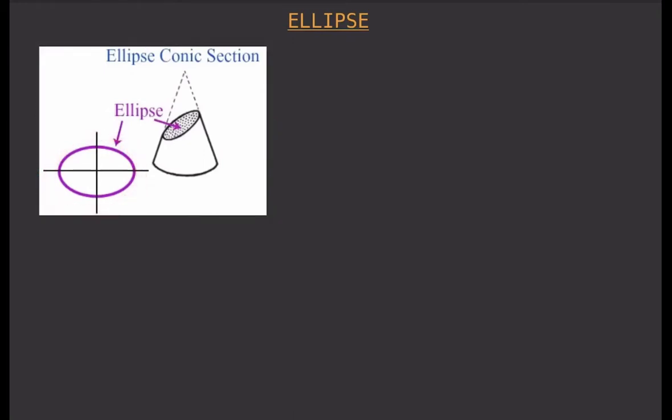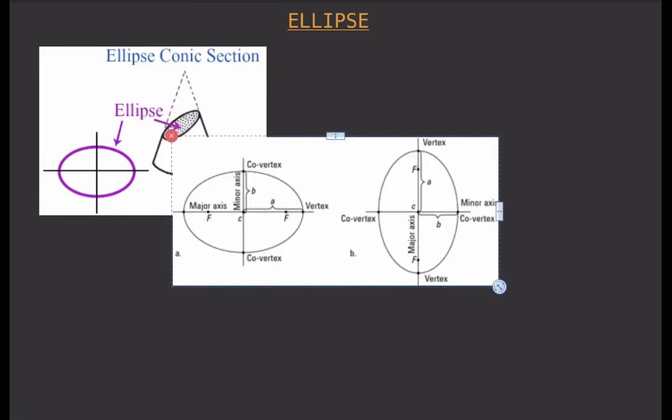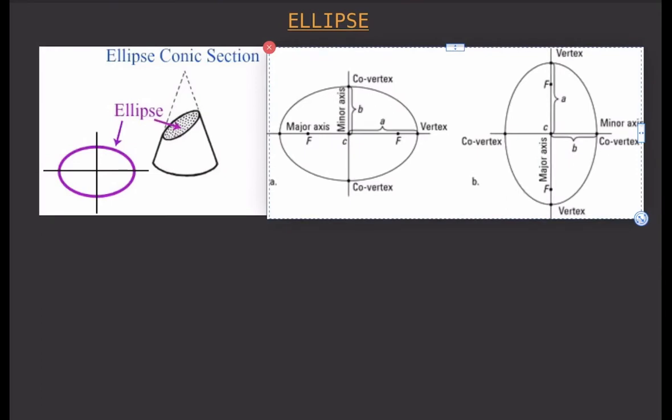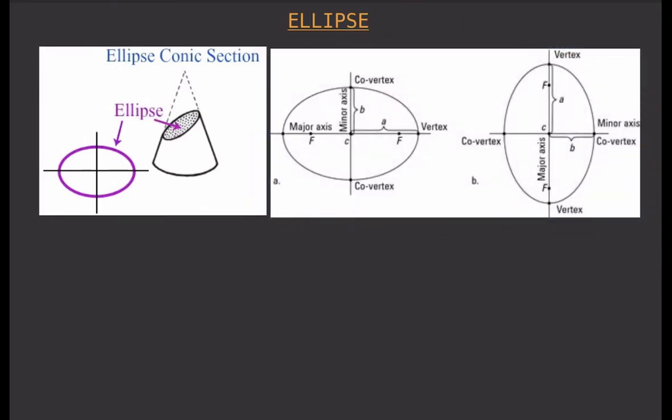That we call an ellipse. Now an ellipse has many parts. Let me show you the parts of an ellipse. Here you have the first part, of course, the center. Let me use another color. So that's the center, and then you have your vertices. Your vertices are the endpoints of your ellipse.